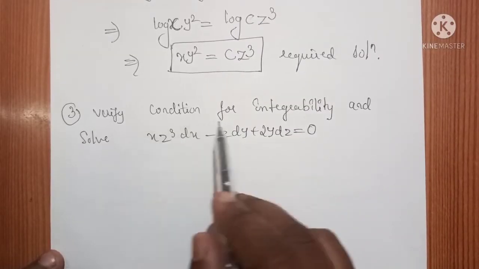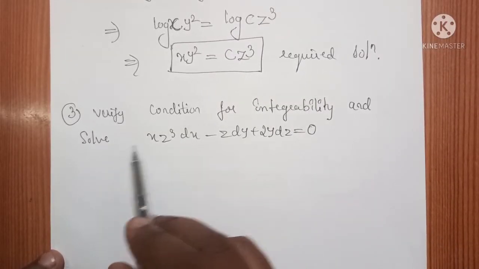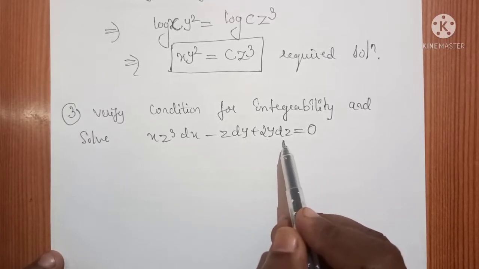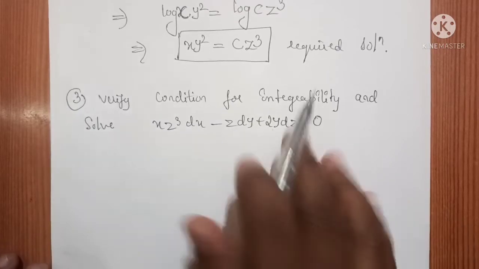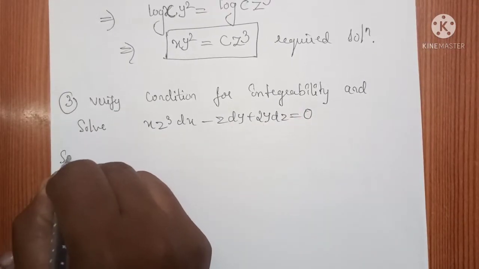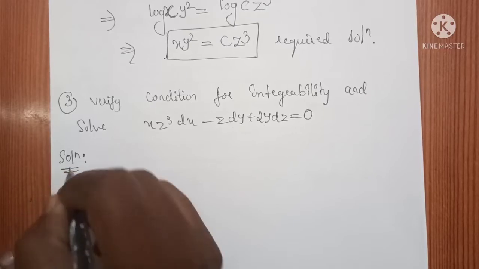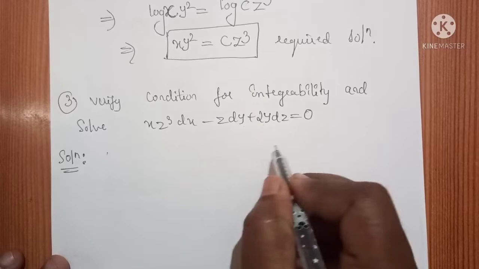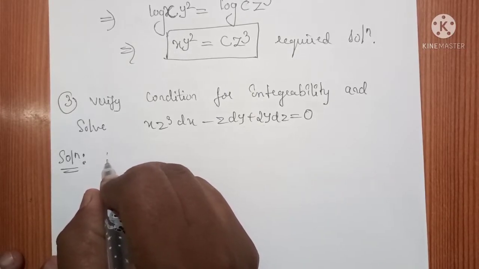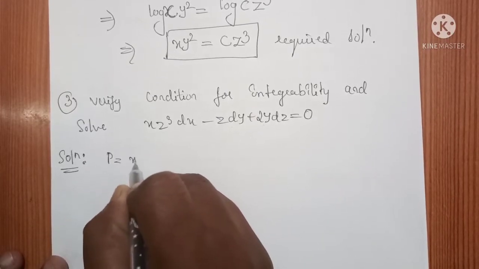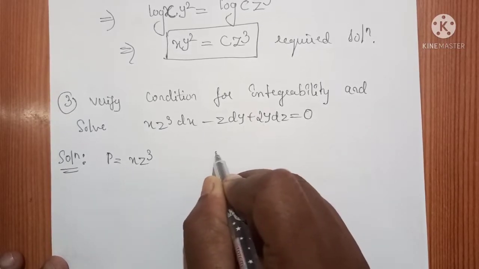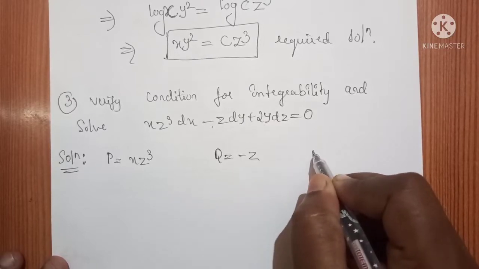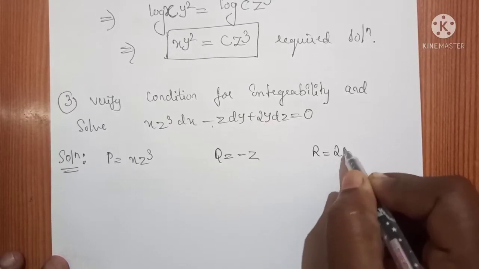Next problem: verify the condition for integrability and solve x z cube dx minus z dy plus 2y dz equals 0. First we shall verify the condition for integrability. Comparing the given equation with the standard TDE, we get P equals x z cube, Q equals minus z, R equals 2y.